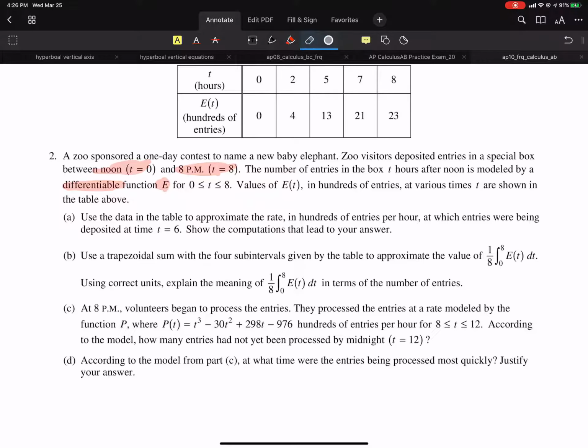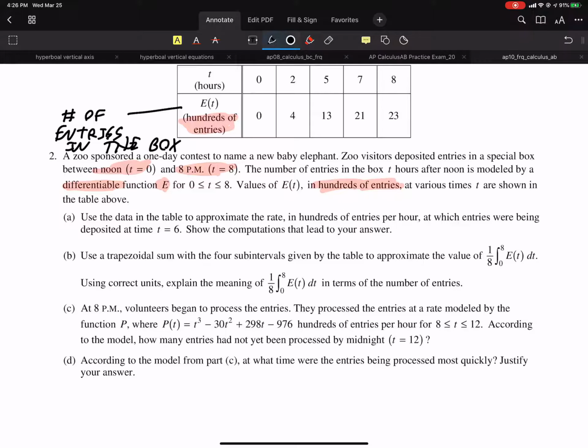So let's write this down. E is the number of entries in the box. And very important to note, these are hundreds of entries. So each of these represents 100, not just one. So we gotta be careful about that.